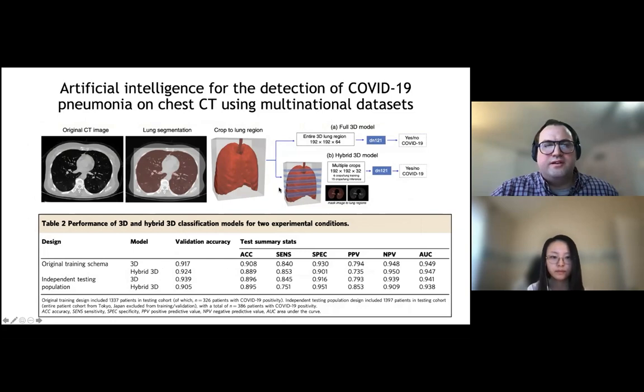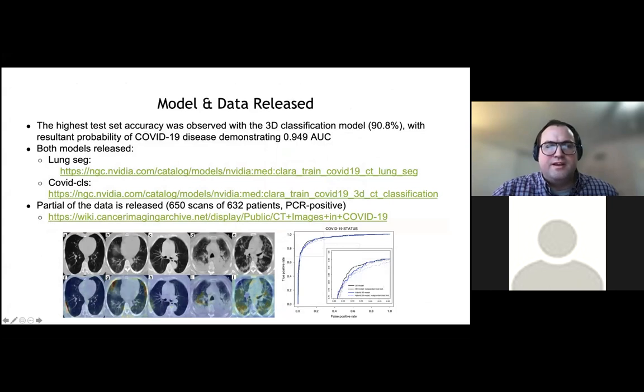And we then used different schemes to predict COVID-19 versus non-COVID-19 based diseases, like a full 3D classification model or hybrid approaches that would slice through the volume and classify several slices. You can see they all performed pretty well for this task. So we concluded that these models are very powerful for this task, and they can be usefully integrated into clinical workflows.